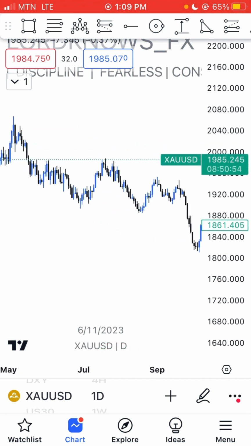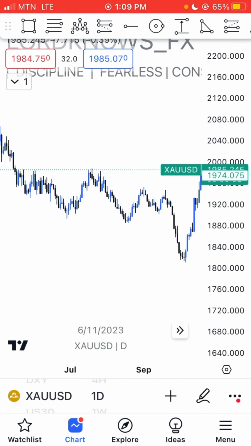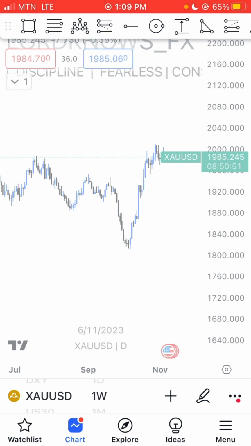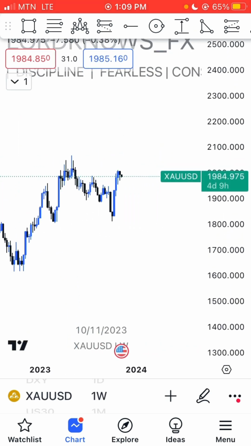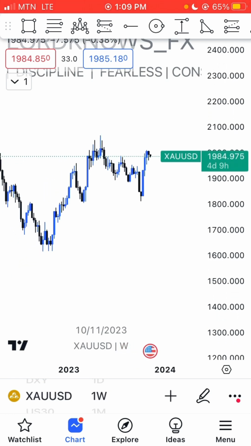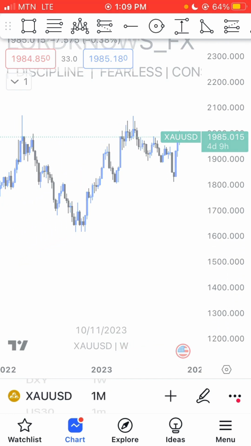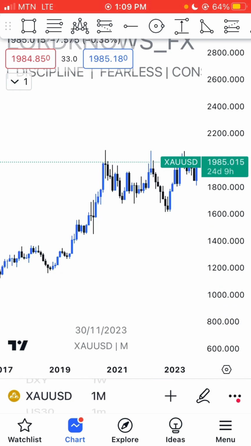Now there's gold. Now there's a raw chart. Let me start with the weekly time frame. So you see weekly, there's gold. When you even come to monthly, you see that we have something called a triple top.